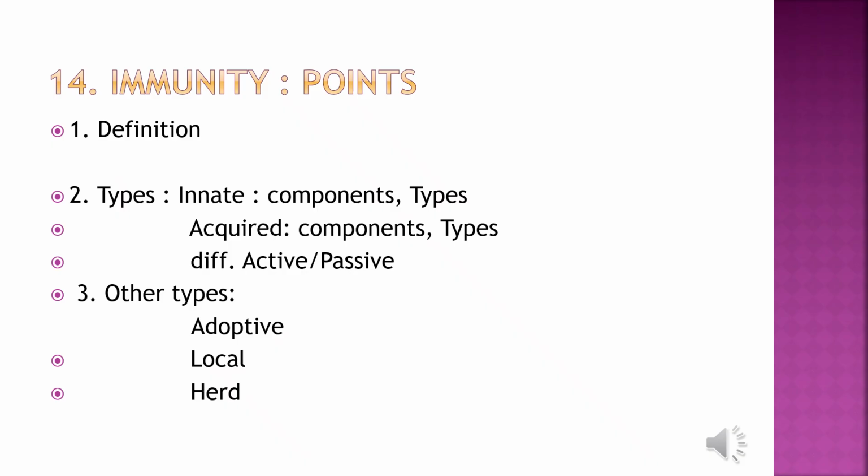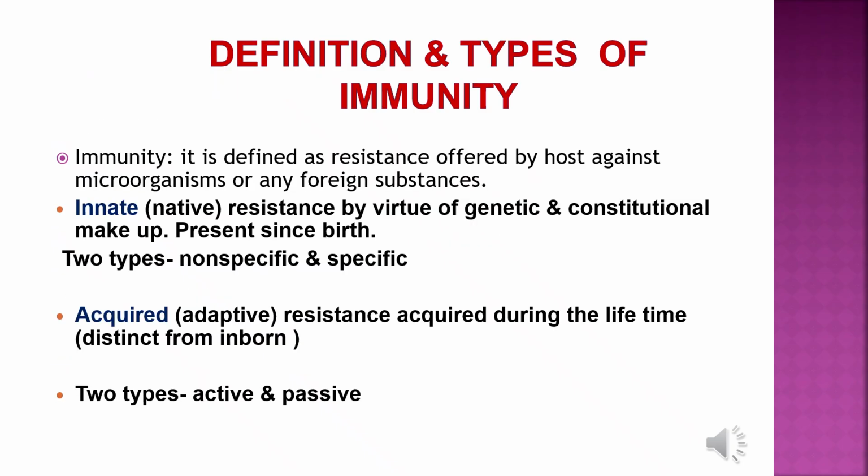What are the points? Definition, types. Is it innate or acquired, and then different types like adaptive, local and herd immunity. So first we will see the definition. It is defined as resistance offered by the host against microorganisms or any foreign substances. Then what are the types? It is divided into two types mainly, innate and acquired. Innate immunity or native immunity is the resistance by virtue of genetic and constitutional makeup. It is present since birth, and then again it is divided into two types, the non-specific and specific.